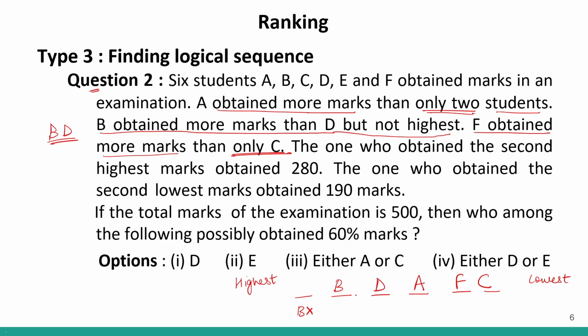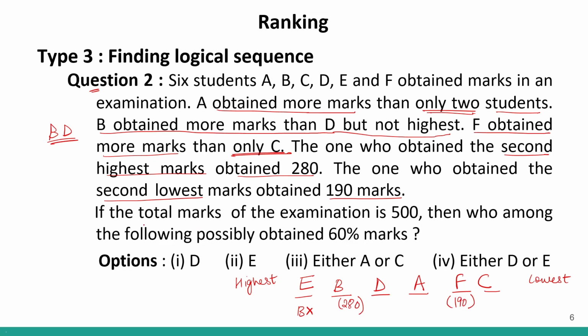So how many people we have placed? We have placed 5 people. So the only one remaining is E. So E's position will be this. Now, the question says that the one who obtained the second highest marks obtained 280. So second highest will be B. B has obtained 280 marks. Okay. The one who obtained the second lowest marks has obtained 190 marks. So second lowest will be F. F has obtained 190 marks.